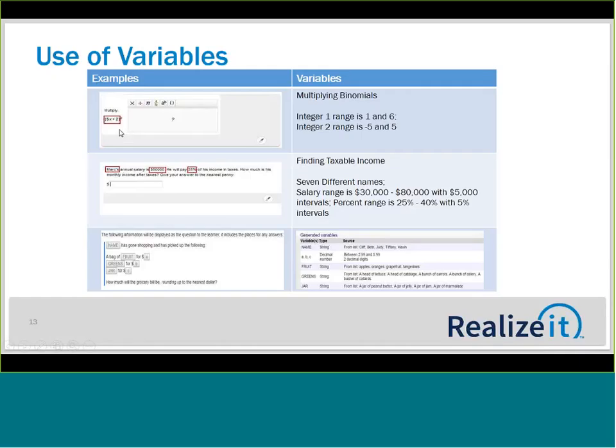And as you can see, if I write this and I do these variables, I have numerous questions, and they don't look the same, right? They don't look the same because the numbers keep switching out. Okay, in a business-related variable use, this happens to be finding taxable income.